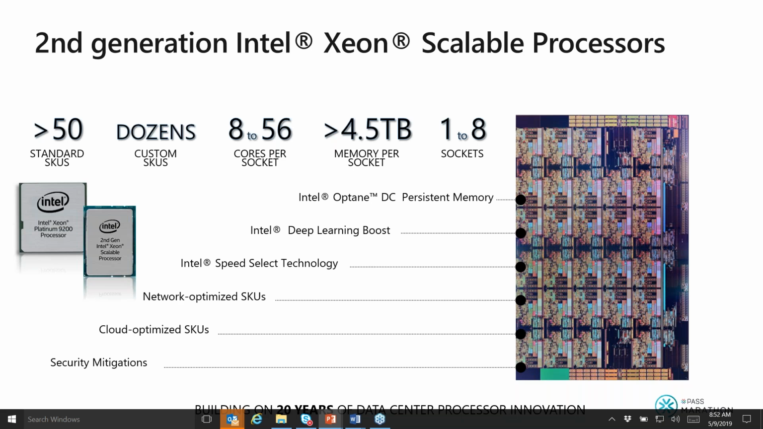Ramnik talked about security. This platform is the most secure platform that we've ever introduced. We've introduced additional security mitigations as well as new security technologies and continued enhancements in our advanced encryption, continued enhancements in our trusted execution technology and virtualization technologies as well.